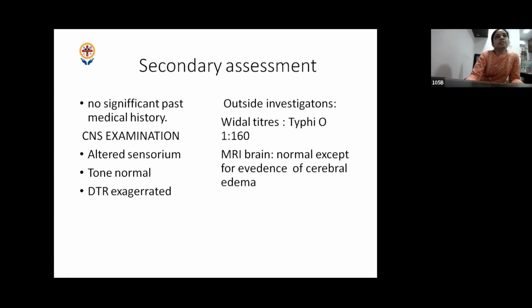On secondary assessment, there is a significant past medical history. On CNS examination, there is altered sensorium, as we already know, the tone is normal and DTRs are exaggerated. Outside investigations: the Widal titers show TO 1 in 160, remaining titers are normal, and MRI brain is normal except for some evidence of cerebral edema.